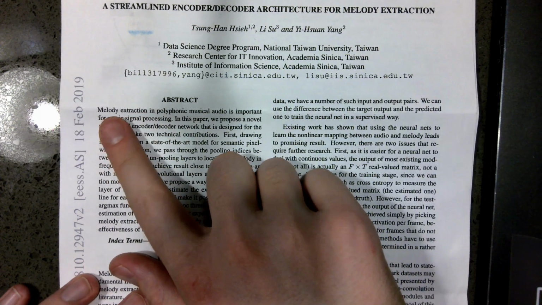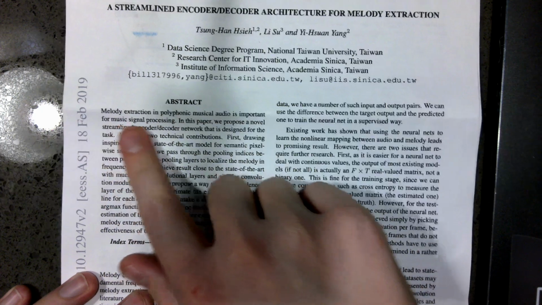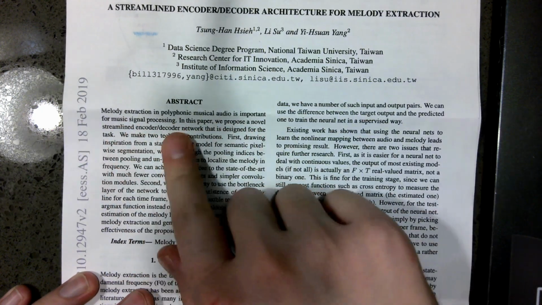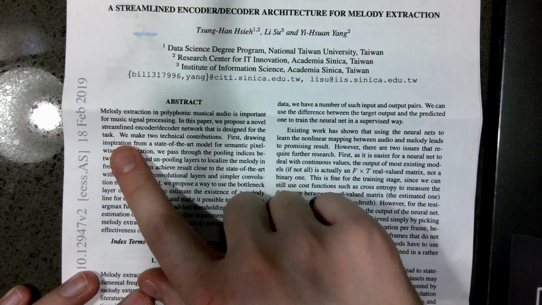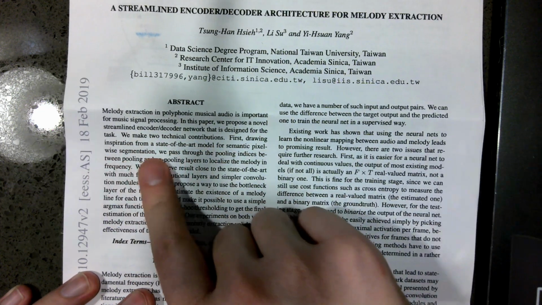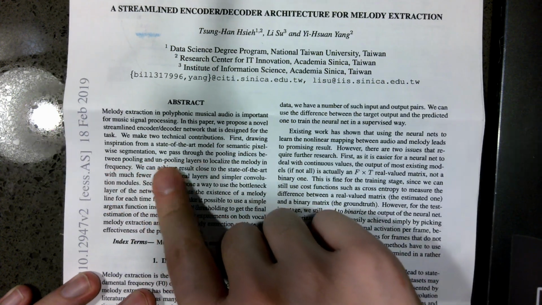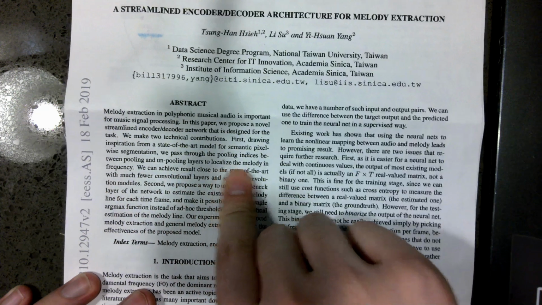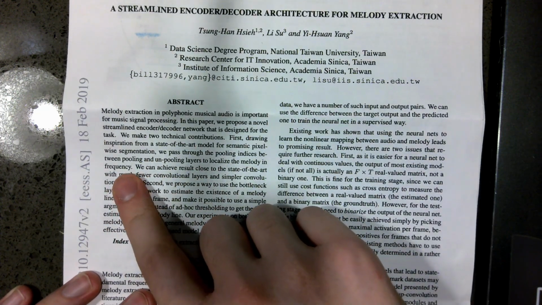It's okay. Would have been good to have something more recent, but this is still fairly recent, better than something that's older. Okay, melody extraction and polyphonic, whatever, important. Okay, we know that. In this paper, we proposed a model. Okay, encoder-decoder. So they use machine learning, deep learning. Okay, 2 technical contributions. Inspiration. So the pooling indices between pooling and unpooling. Okay, localized melody. Okay, so they use the indices.